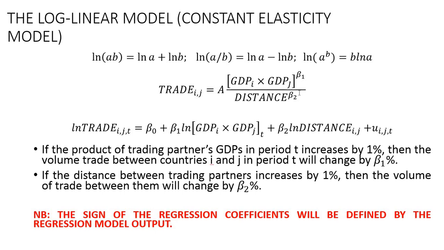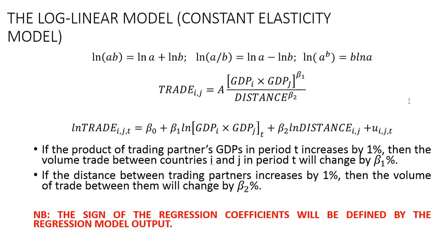Looks kind of complicated. But then you can just take the natural log of both sides using some simple rules, and you will get this. So now beta 0 will stand for the constant in the original theoretical model. Beta 1 will serve as the coefficient of the natural log of the product of GDPs, and beta 2 will stand for the coefficient of the natural log of distance. And of course we have to add an error term because no regression model is perfect.